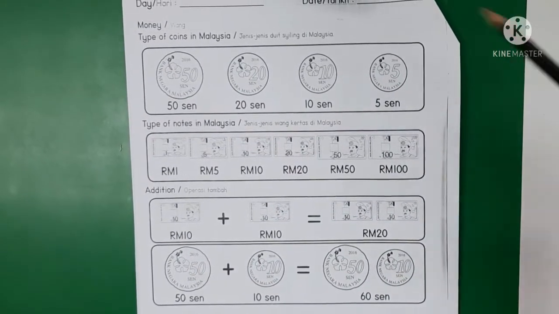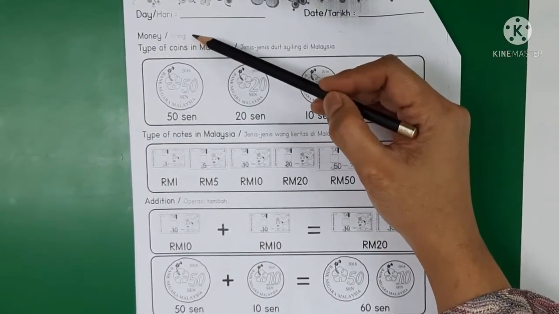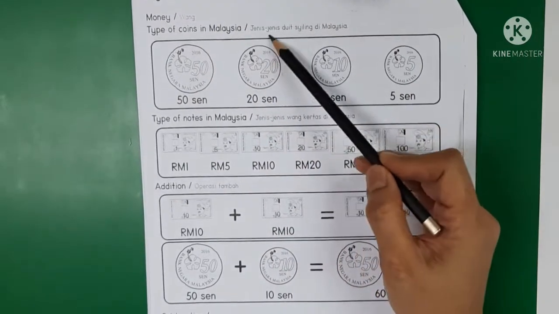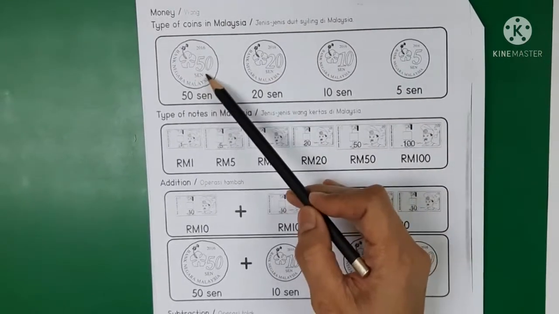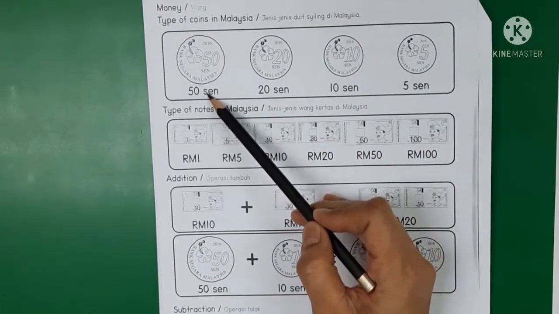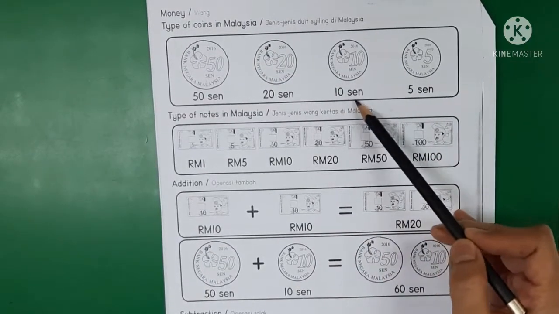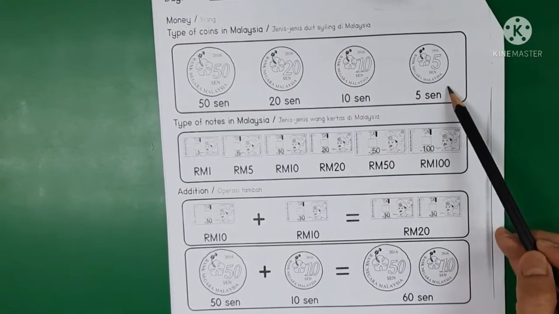Quick note on money. In Bahasa Malaysia, wang. Types of coins in Malaysia. Jenis-jenis duit syiling di Malaysia. 50 cent, 20 cent, 10 cent, and 5 cent.